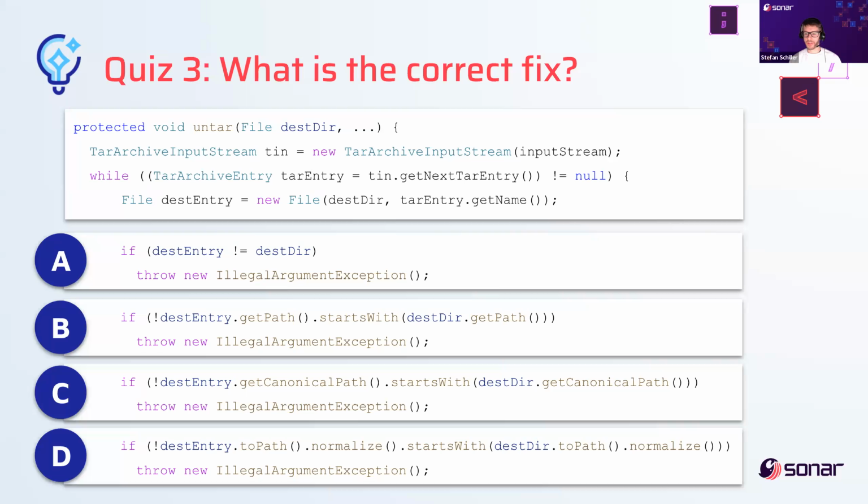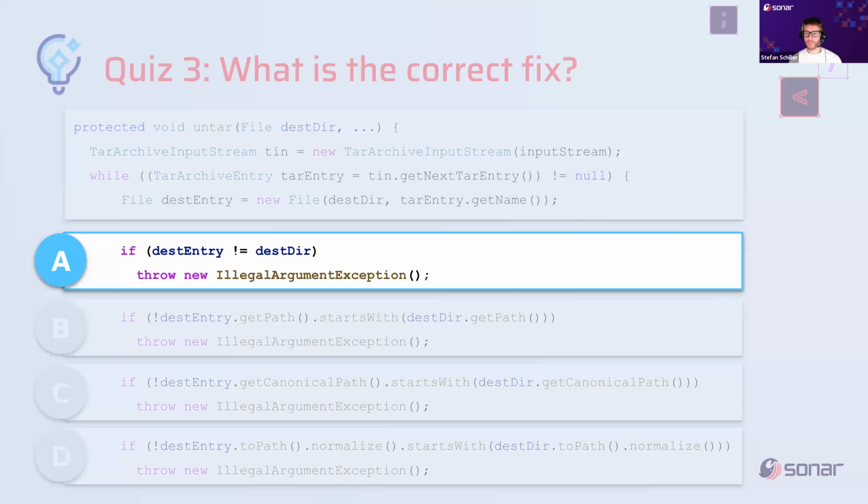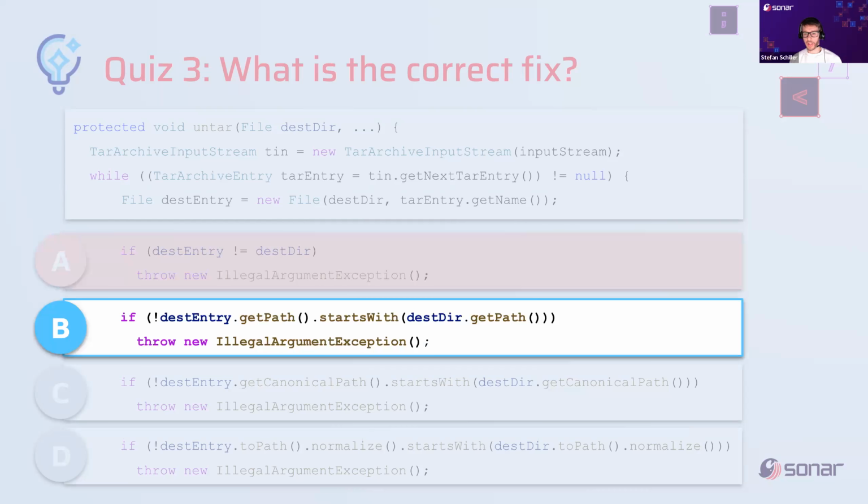Okay, let's have a look at the single patch suggestions. Answer A compares both file objects for the destination entry in the destination folder. This is definitely not what we want to do and always triggers the exception because these are never the same objects. Answer A is not correct.